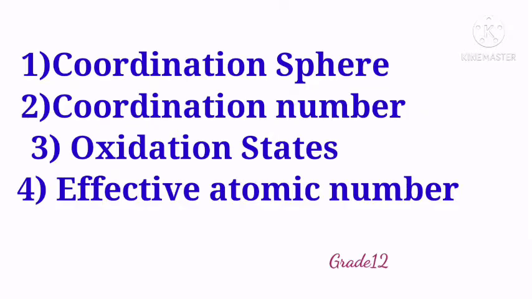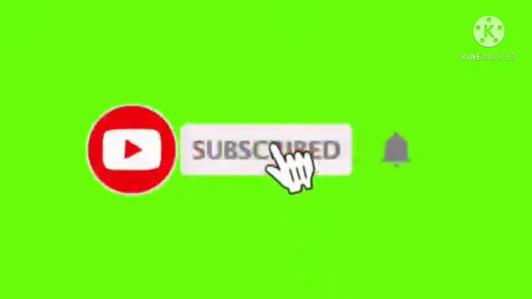In this session, we are going to discuss these topics. First one is coordination sphere, coordination number, oxidation states and effective atomic number. How to calculate effective atomic number, that is EAN. This topic is from d and f block elements, grade 12.